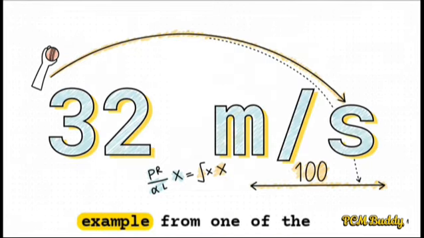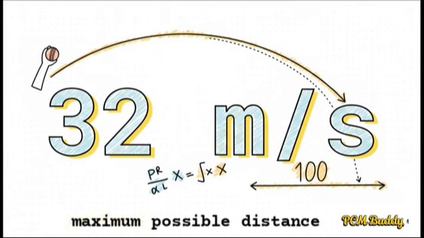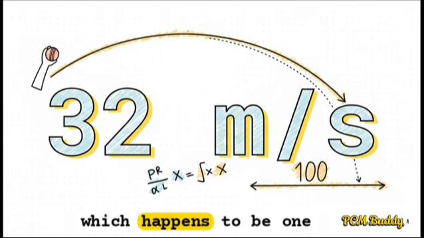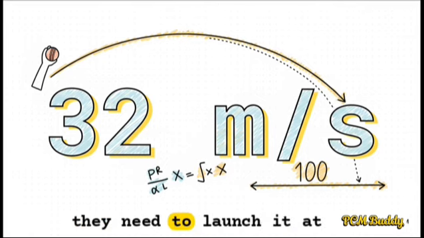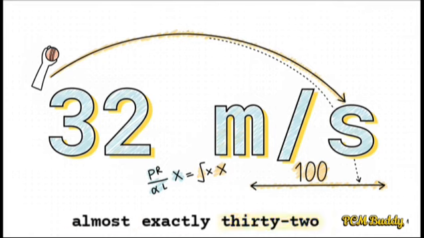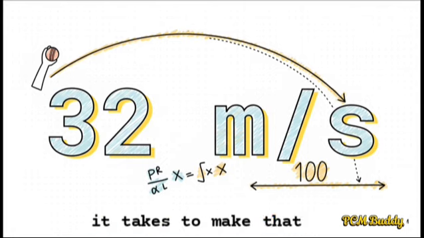Let's take a real-world example from one of the problems, Q14. A cricketer wants to throw a ball for the maximum possible distance, which happens to be 100 meters. Well, using that range formula, we can figure out they need to launch it at almost exactly 32 meters per second. That's literally the physics telling you what it takes to make that perfect, record-setting throw.